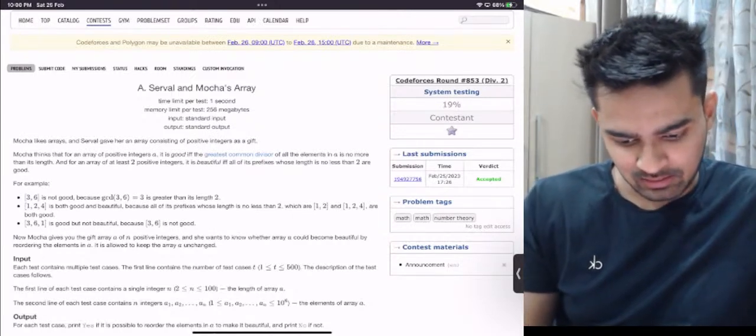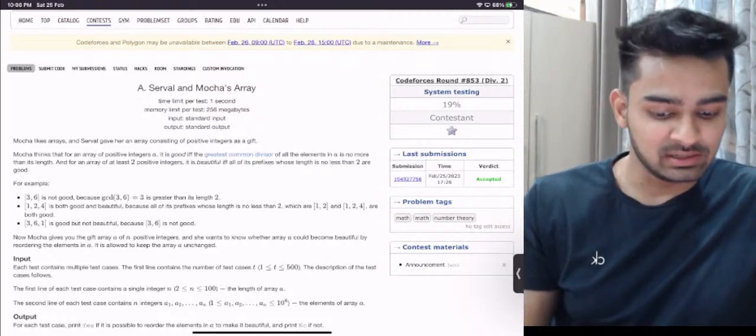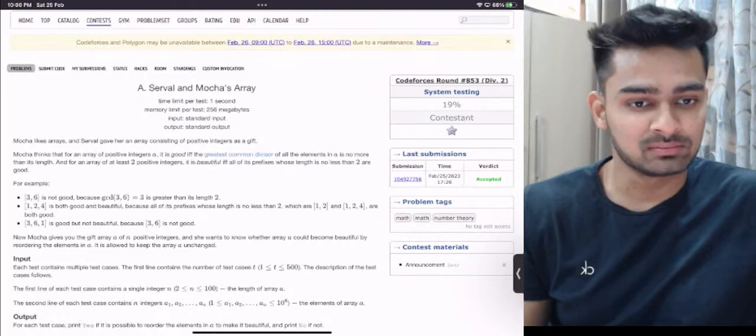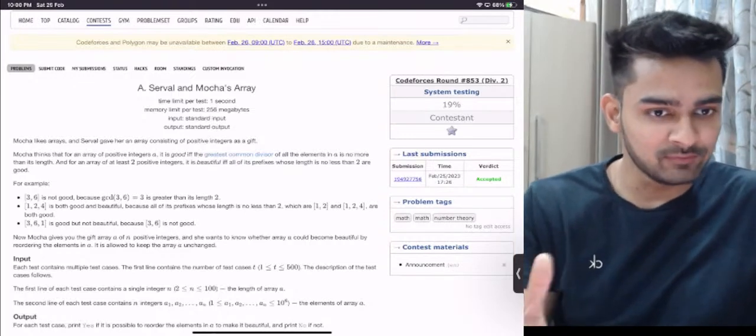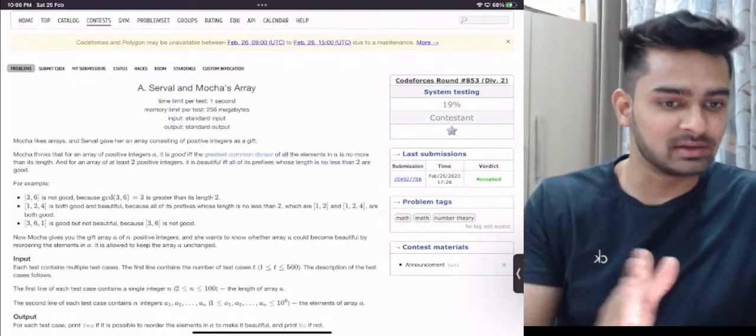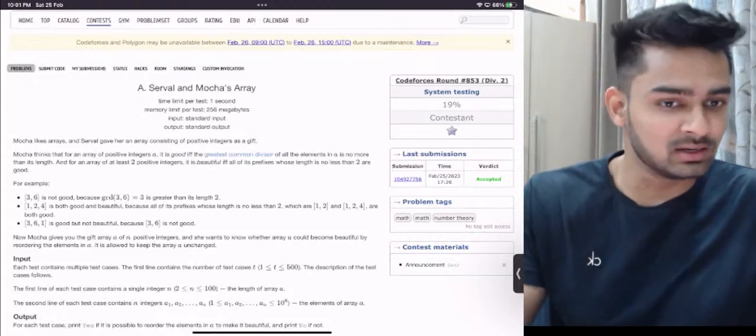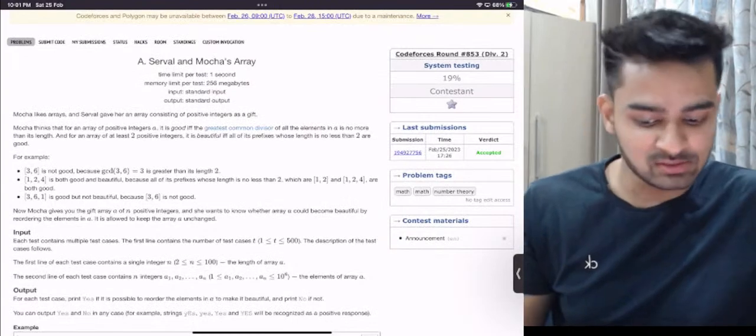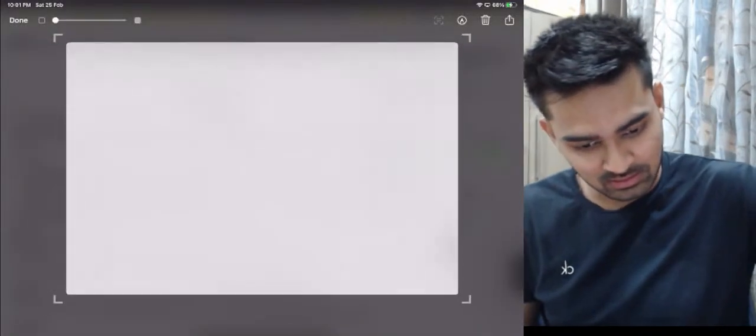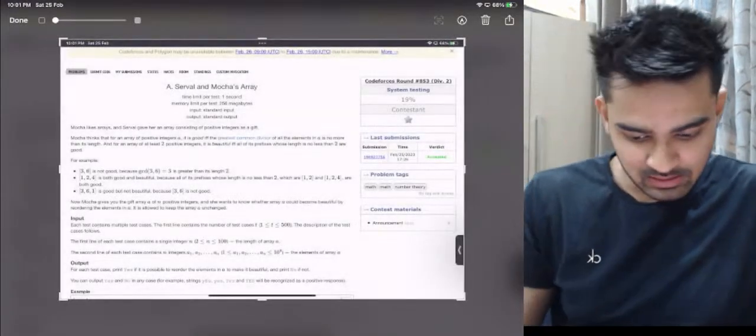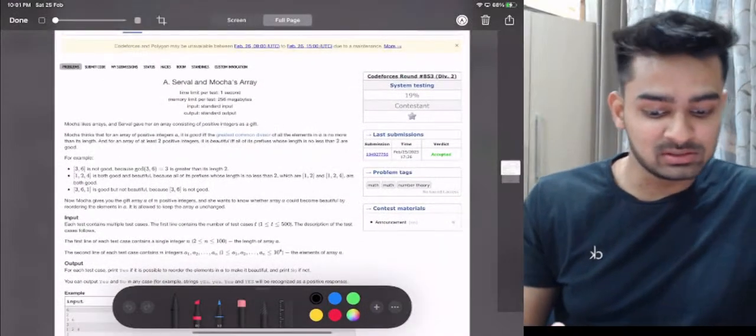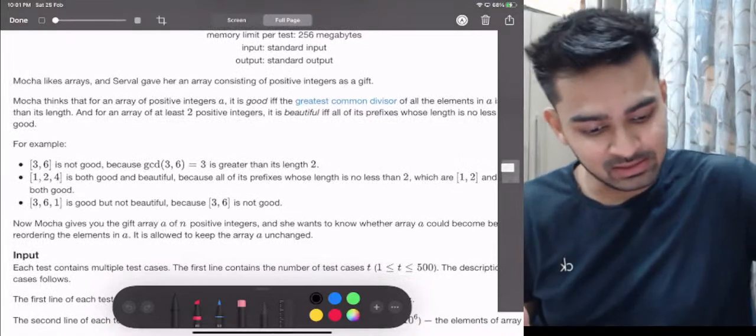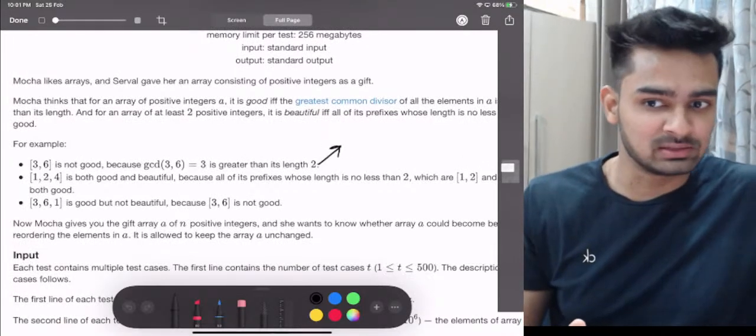After that, for an array of at least 2 positive integers, it is beautiful if all the prefixes whose length is no less than 2 are good. So basically an array is beautiful if every prefix with size at least 2 is a good array as well. For example, 3 and 6 is not good because the GCD of 3 and 6 is 3, which is greater than its length. That is why it is not good and not beautiful either.